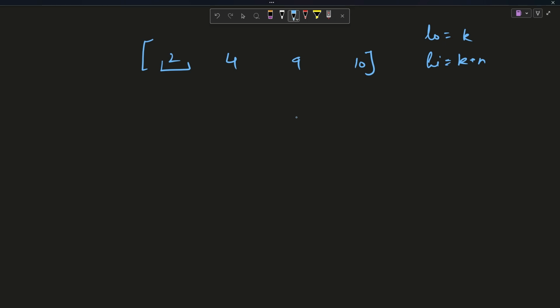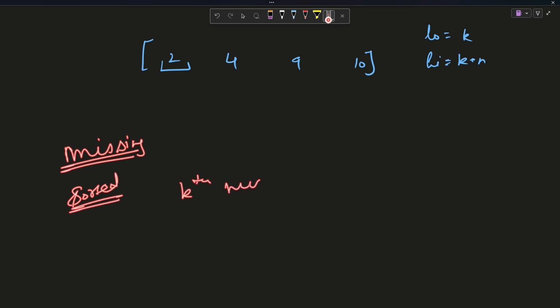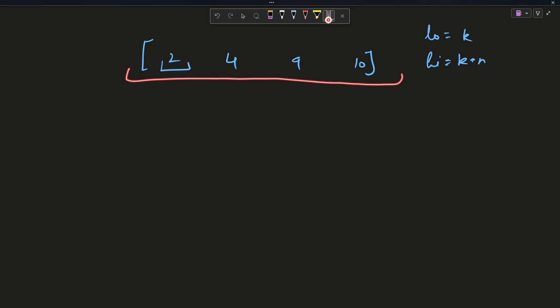What is actually happening is that this array represents counting. But from this counting, some natural numbers are missing. This is a sorted array, and you have to tell the kth missing number. So I guess you are understanding what is happening. You have to think of this array as an array of counting where some numbers are missing. You have to tell the kth missing number.